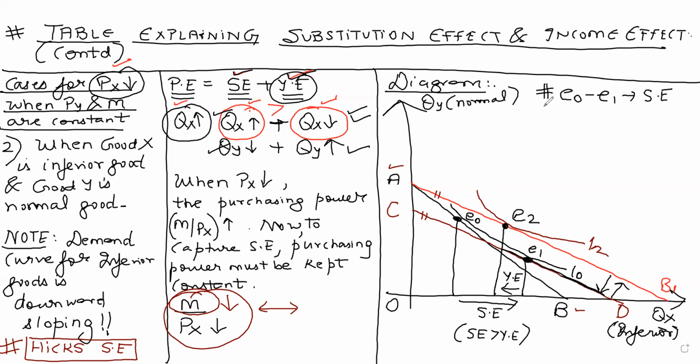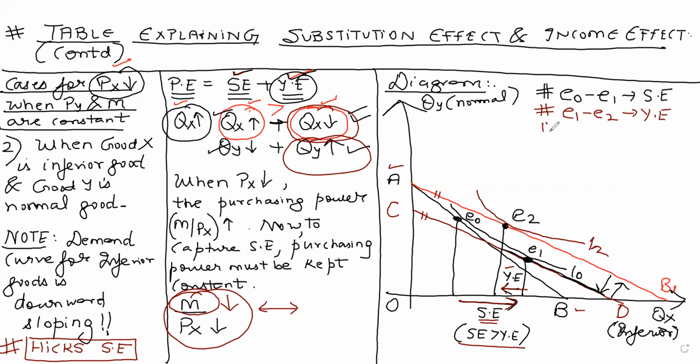So I can say movement from E1 to E2 is my income effect. Now, when you are moving from E1 to E2, you can see QX is falling and QY is rising. But you can clearly see that since it's the case of an inferior good, your substitution effect is dominating the income effect. You can see that SE is more than IE. Look at this arrow and look at this tiny arrow.